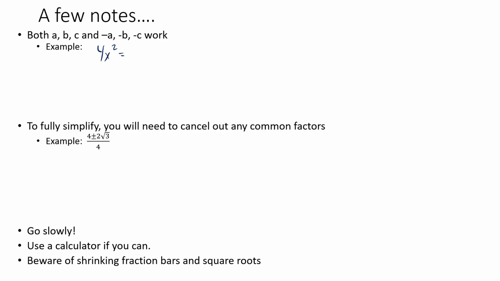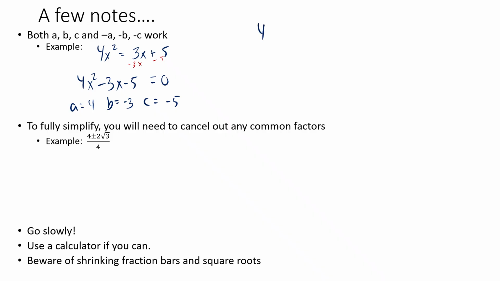If you had like 4x squared equals 3x plus 5, one of the things you might do is say, okay, well, I'm going to get a 0 on the right-hand side, and I'm going to do that by subtracting 3x and subtracting 5. And so you end up with 4x squared minus 3x minus 5. So your A would be 4, your B would be -3, and your C would be -5.